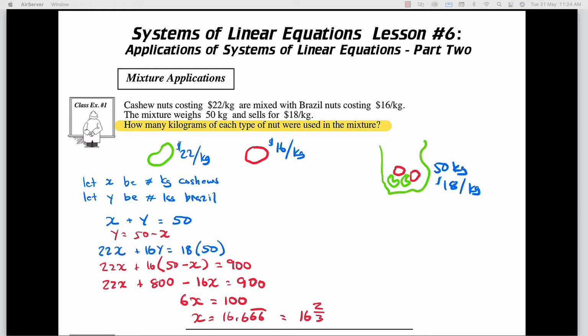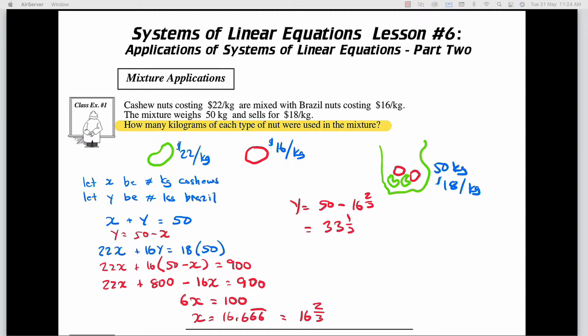Okay, so now that I know that x is 16 and 2/3, I can just go back to my original equation, which is y equals 50 minus 16 and 2/3, and 50 minus 16 and 2/3 is going to be 33 and 1/3.